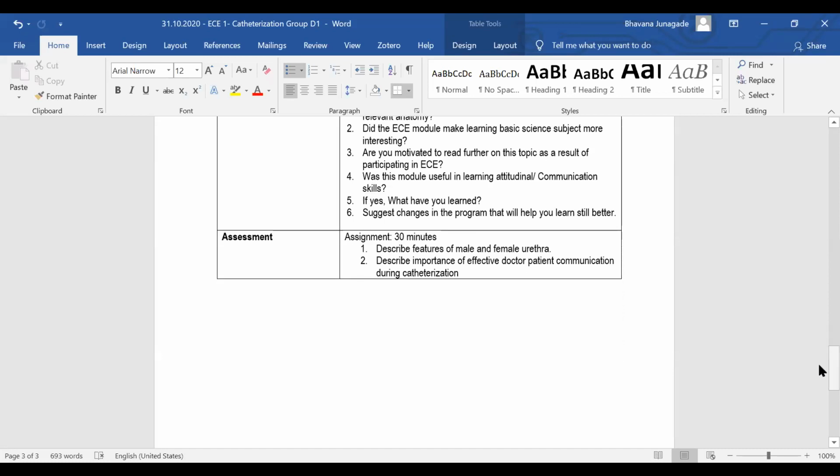We can have various forms of assignment. These are just 2 as an example. Describe features of male and female urethra. Maybe we can also ask comparison from them, and describe importance of effective doctor-patient communication during catheterization. So that's all. Thank you, everyone.